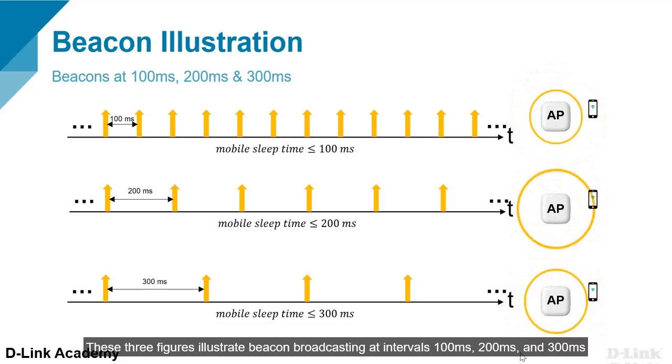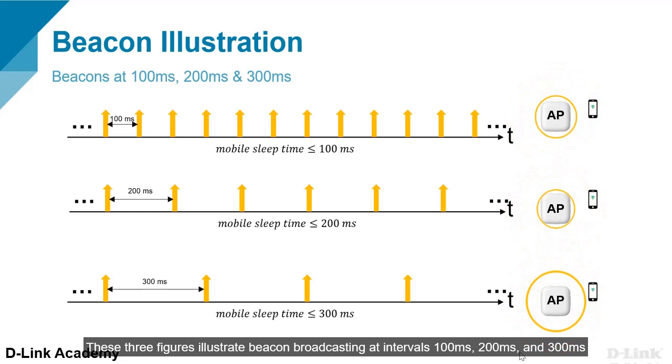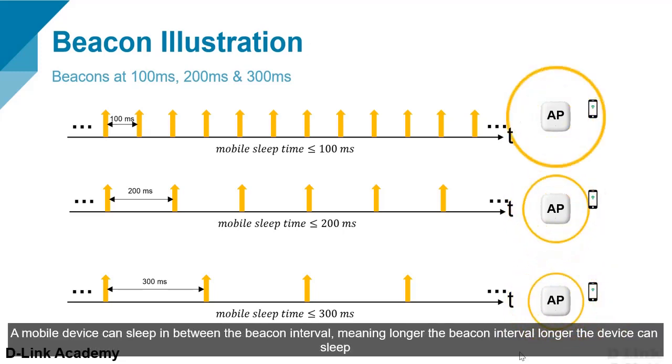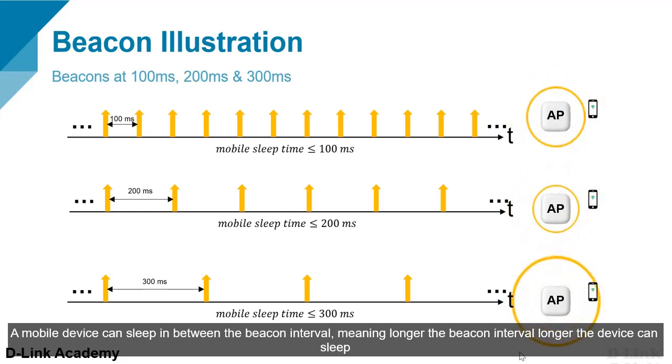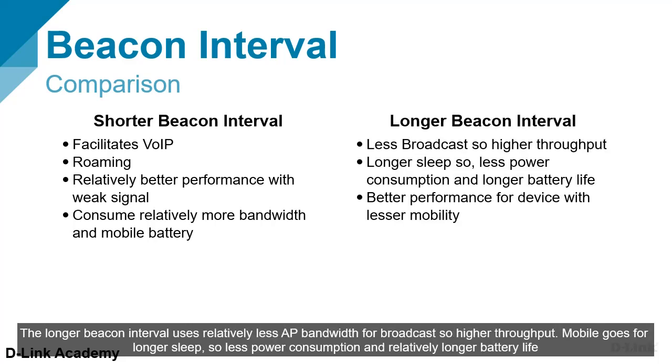These 3 figures illustrate beacon broadcasting at intervals of 100 milliseconds, 200 milliseconds, and 300 milliseconds. The mobile device can sleep in between the beacon interval, meaning longer the beacon interval, longer the device can sleep. The shorter beacon interval facilitates VoIP, roaming, and relatively better performance with weak signal, at the cost of bandwidth and mobile battery life. The longer beacon interval uses relatively less AP bandwidth for broadcast, so higher throughput. Mobile goes for longer sleep, so less power consumption and relatively longer battery life.